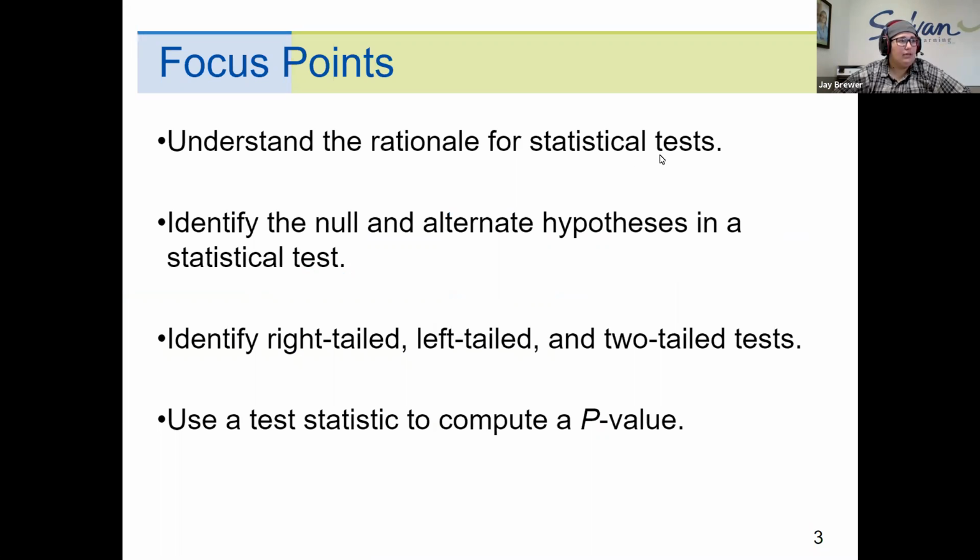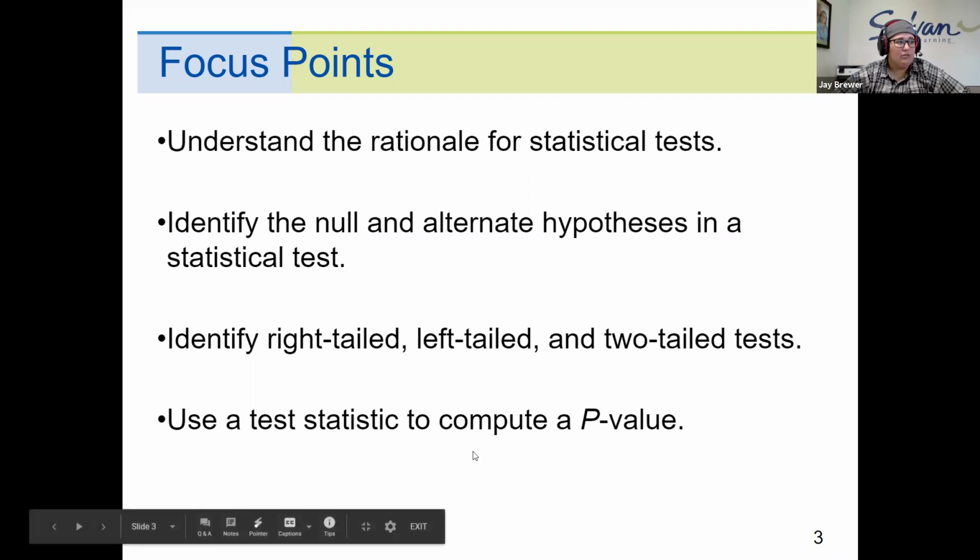We're going to understand the rationale for statistical test, identify the null and alternate hypothesis in a statistical test, identify right-tailed, left-tailed, and two-tailed test, and use a statistic to compute the p-value.